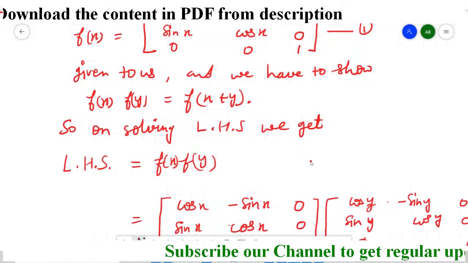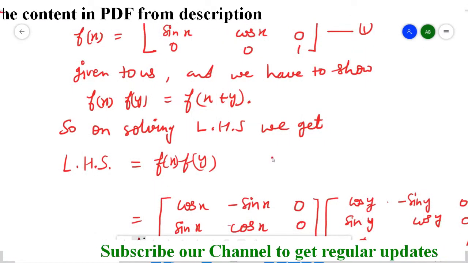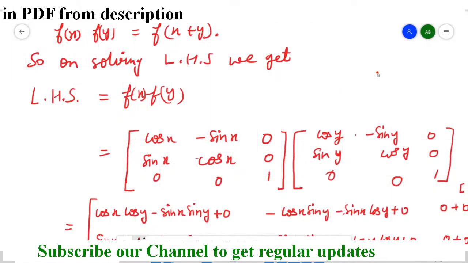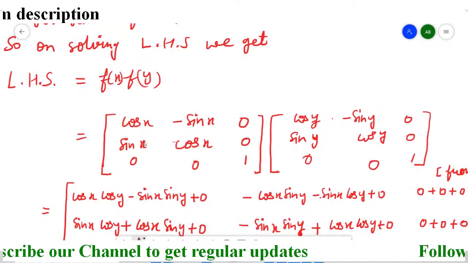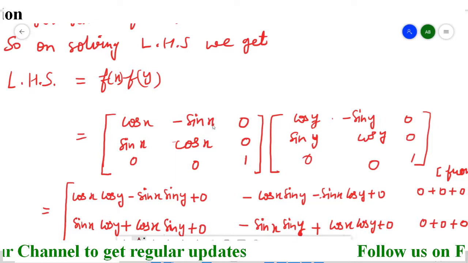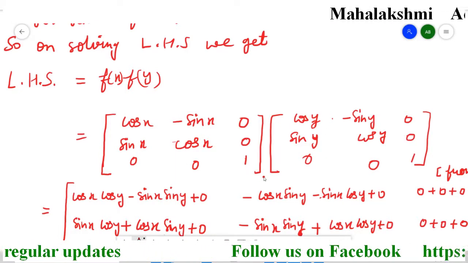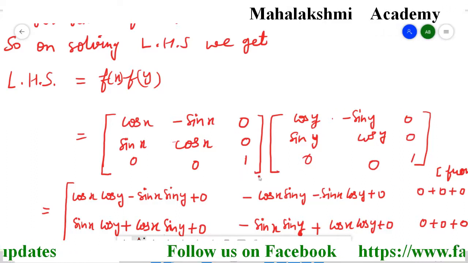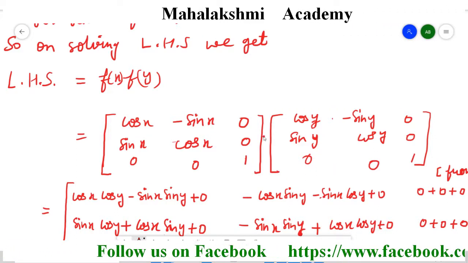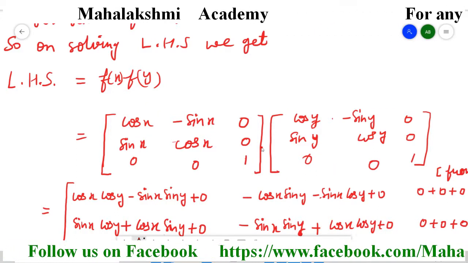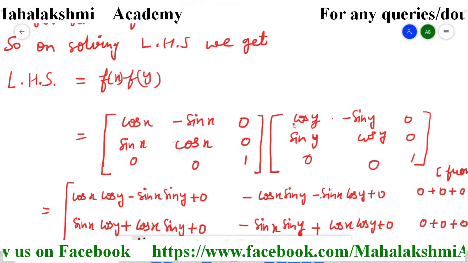So we'll start with the left hand side. The left hand side is fx multiplied by fy. Here fx is given to us, and for fy, wherever x is there we will replace it by y. So we got these two matrices. Now I hope it's easier for you to understand how I got these matrices. Since they are in multiplication, we have to multiply the two matrices.